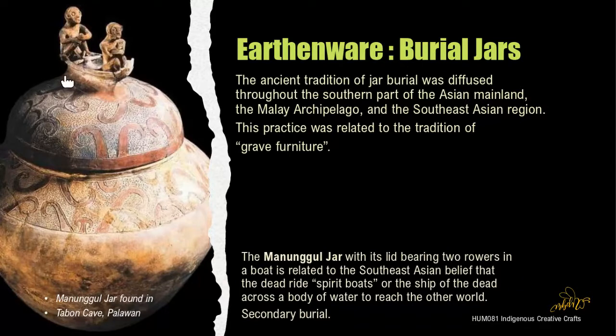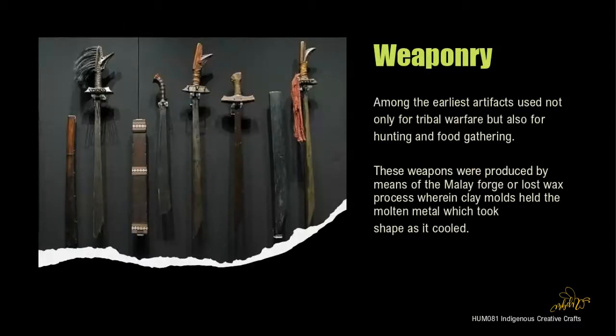And then we have the second person over here, who is the rower. This would now be the one who will bring the dead body to the afterlife. So that's for the earthenware. And a very interesting set of artifacts also, we have the weaponry.